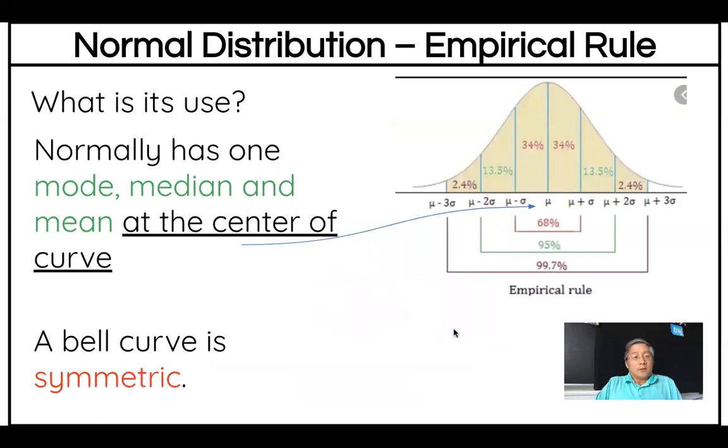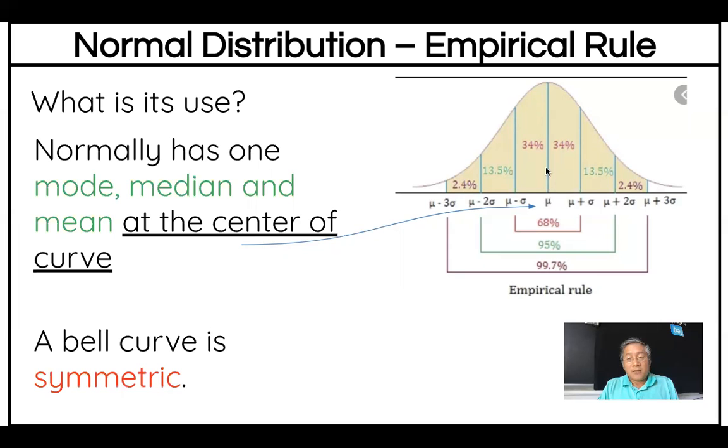So how do you use this? A normal distribution has one mode, and the median and mean are at the center of the curve. So here in the center is the mean, right? And in the normal distribution, mean and median are the exact same value, because the mean is exactly in the middle. In other distributions, mean and median can be different, right? But in the normal distribution, the mean is exactly in the middle, so it is the median.